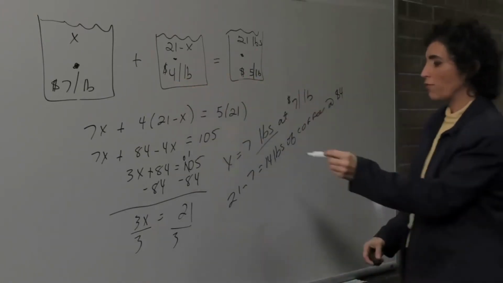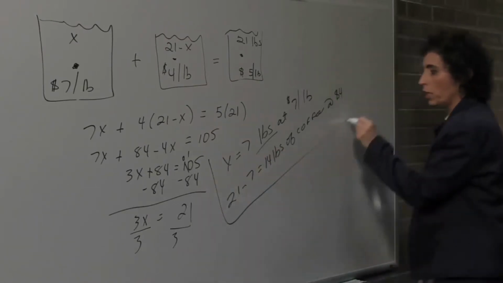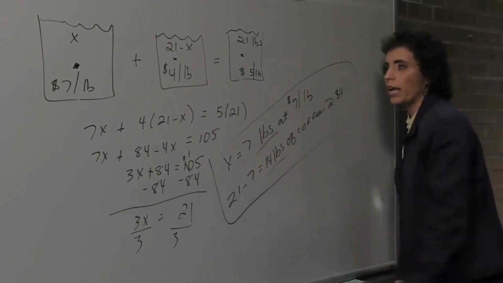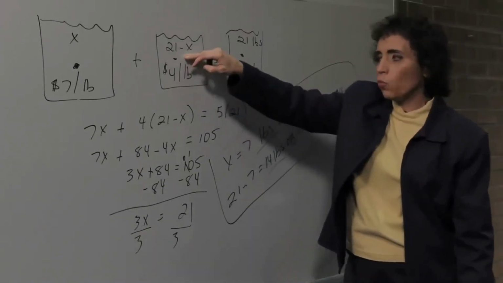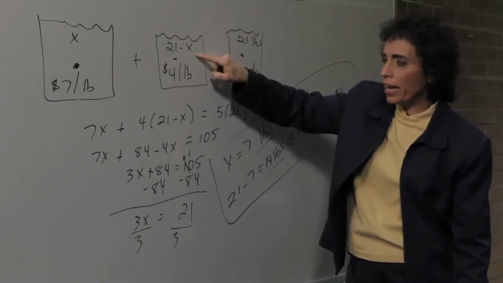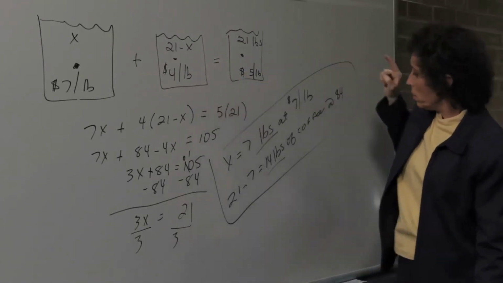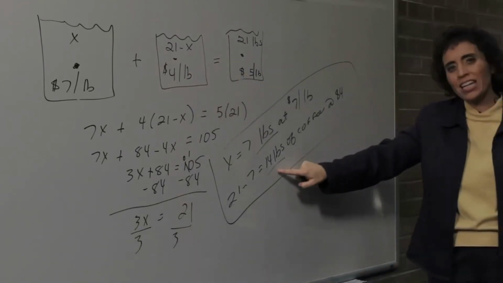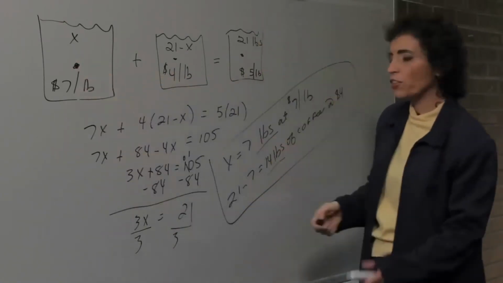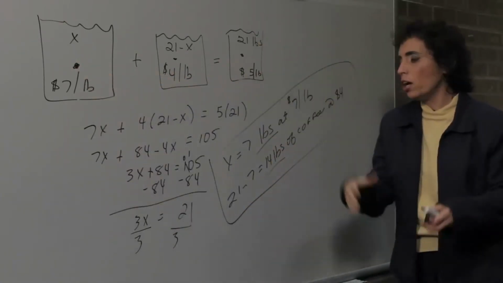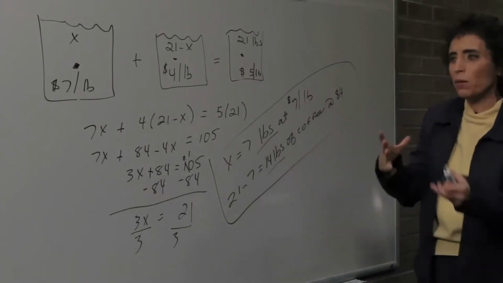Now, I have a question because I really haven't addressed this and I wanted to. Had you made this X, what would X have come out to be? Remember, X is the $4 a pound. X would have come out to be 14. And then this one would have been 21 minus 14, which would have been 7. So you would have got the same answers in the end. They would have represented the same things.